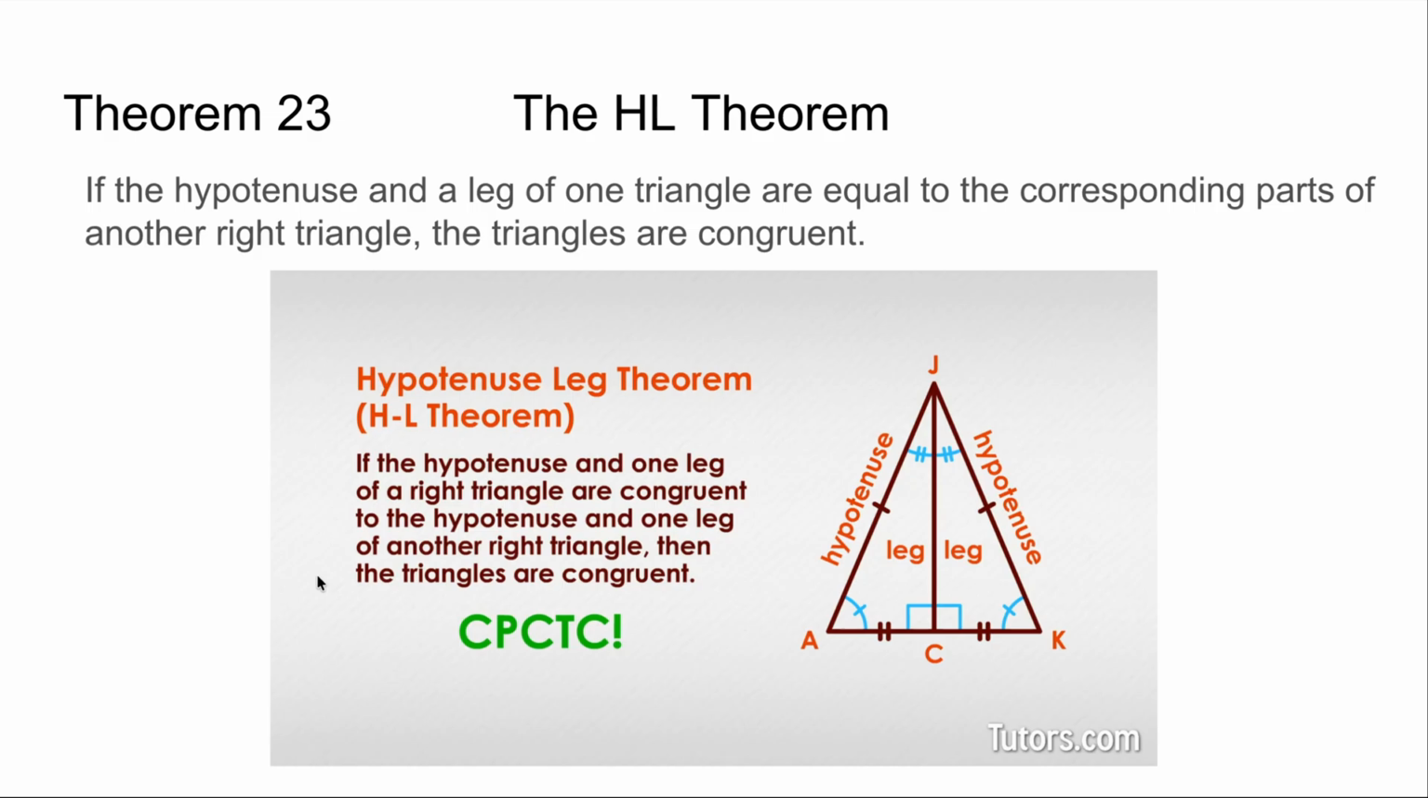Then there's the hypotenuse and leg theorem, which is, we're always dealing with a right triangle in this way. So we have the hypotenuse that is equal to another hypotenuse, and the leg is equal, and we also have a 90-degree angle. So if these things are true, you have two congruent right triangles.